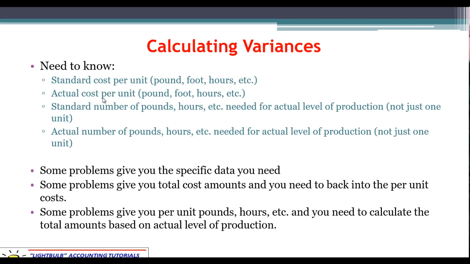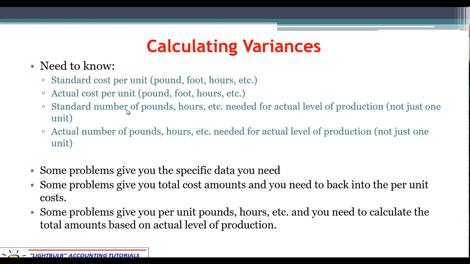You need to know the actual cost per unit. And again, they may give you just how much you paid in total for 1,000 units. Divide that amount by 1,000 to get the actual cost per unit. Sometimes they'll give you the actual cost per unit. You don't have to worry about it.